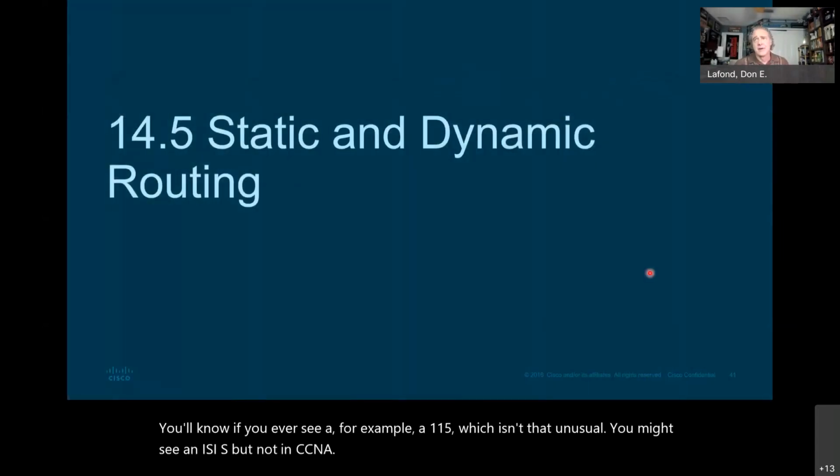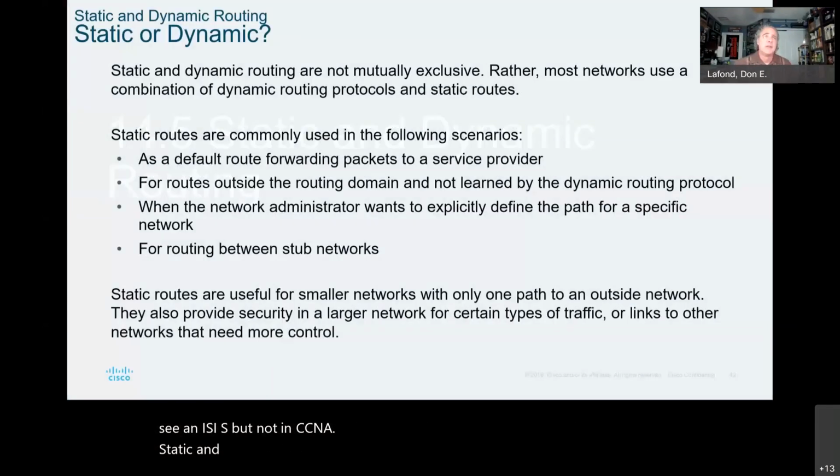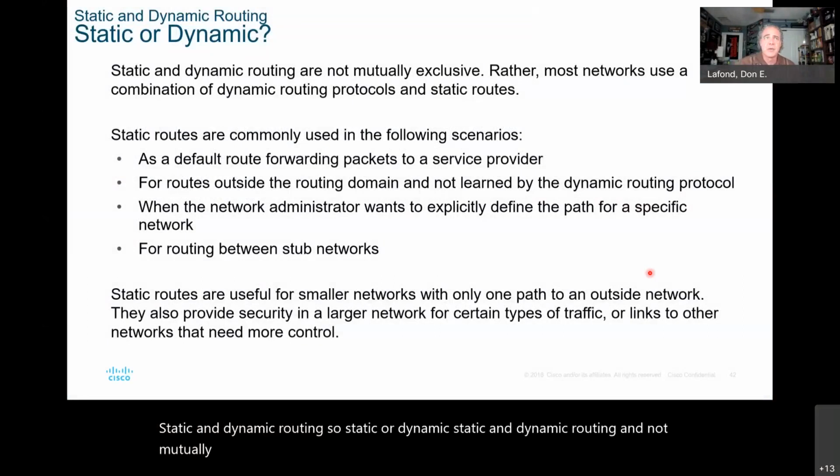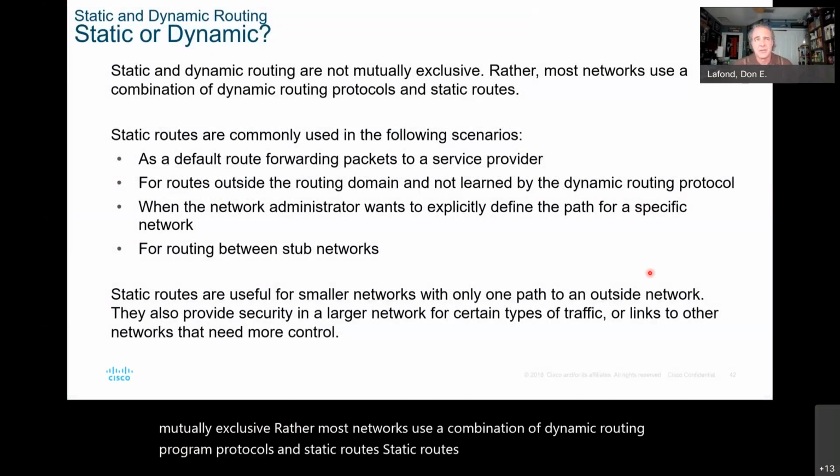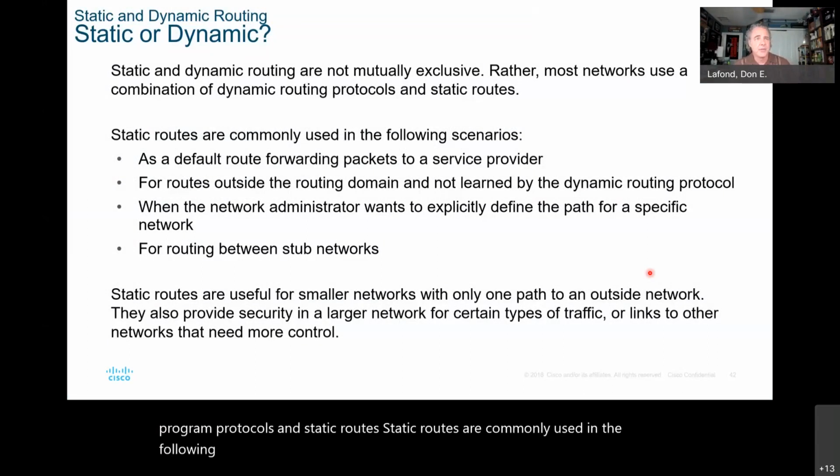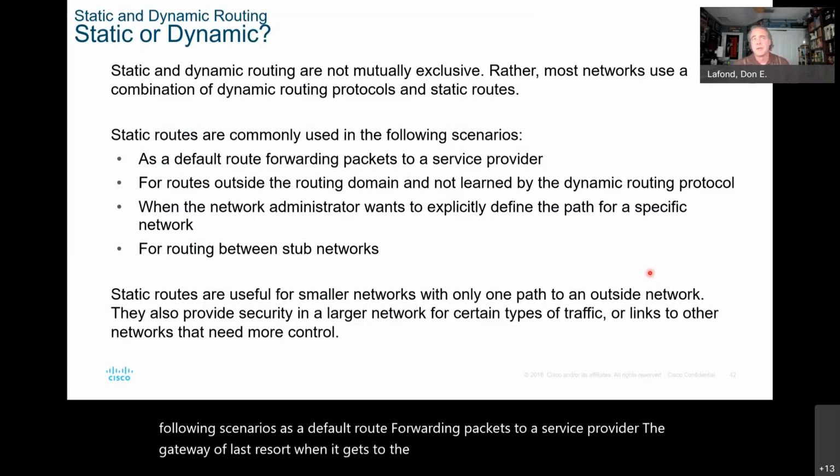Static and dynamic routing. So static or dynamic? Static and dynamic routing are not mutually exclusive. Rather, most networks use a combination of dynamic routing protocols and static routes. Static routes are commonly used in the following scenarios. As a default route, forwarding packets to a service provider, the gateway of last resort. When it gets to the bottom of the routing table and doesn't know where to send it, it sends it to the service provider.